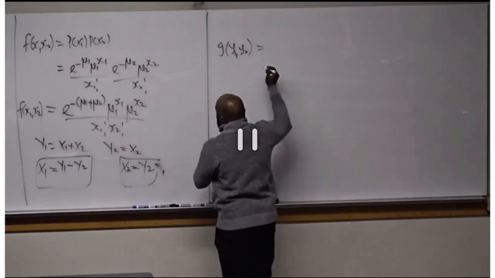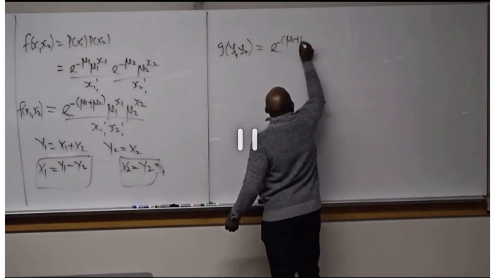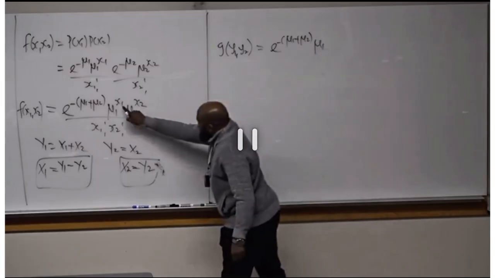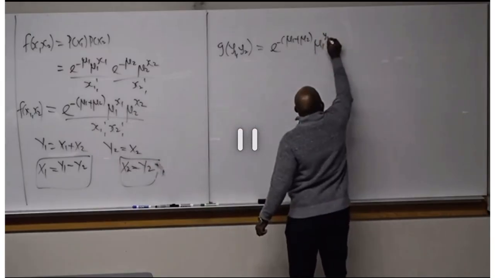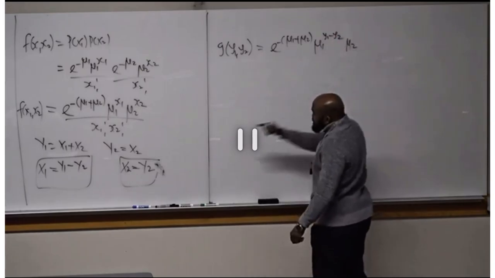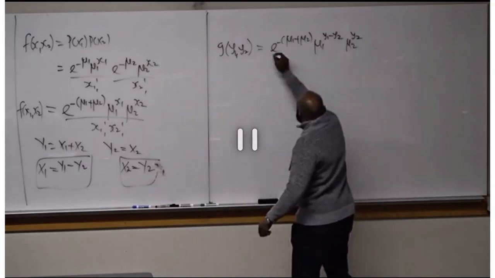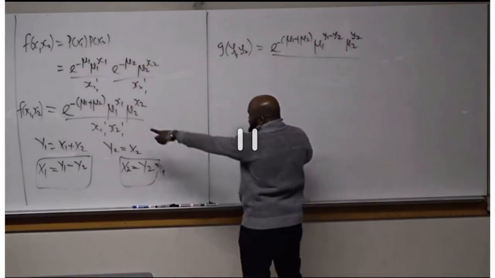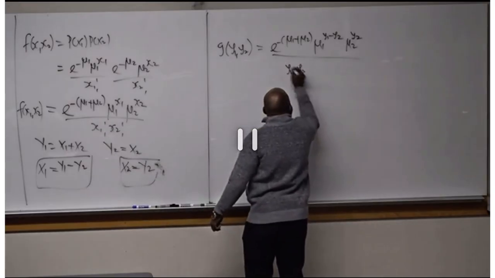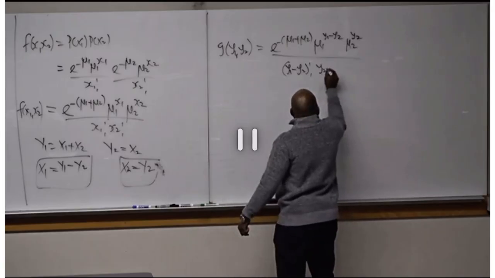Now, what do I have? I'm going to have mu1 plus mu2. Mu1, instead of raised to power X1, I'm going to say raised to the power of that guy. Then mu2, instead of raised to power X2, I'm going to say raised to power Y2, then divided by the X1, which is Y1 minus Y2 factorial, and X2, Y2 factorial.